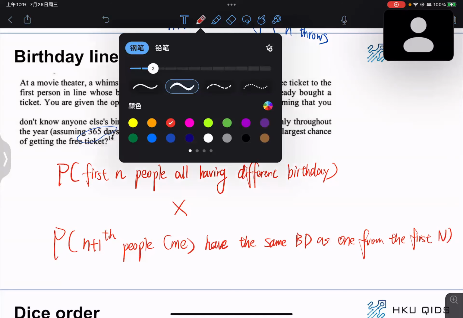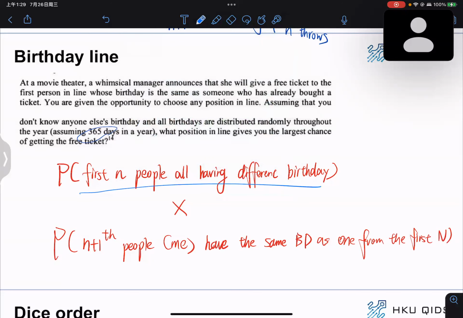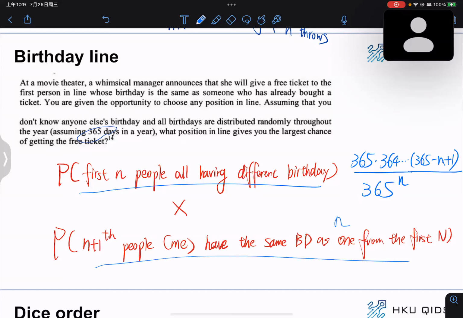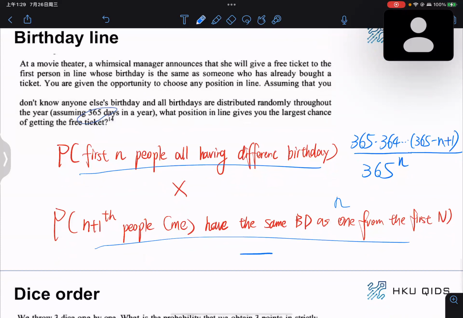So let's first look at this part. This part we already know from the last question: for the first n people to all have different birthdays, the denominator is 365 to the power of n, and the numerator is 365 multiplied by 364 all the way to 365 minus n plus 1, right? And how about this part? Since we already have n people, the chance is n over 365.